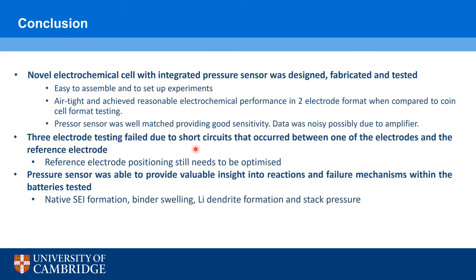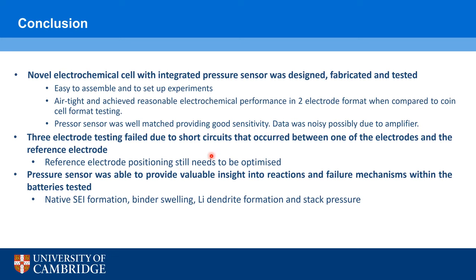So these are really interesting things that we didn't even expect to be able to see, and they allowed us to have a deeper understanding of why these cells may have failed. In conclusion, we were able to design and test a novel electrochemical cell, which was easy to assemble within the glove box, and provided an airtight environment to perform electrochemical tests on 2 and 3-electrode cells. Unfortunately, in the 3-electrode cells, we still need to work on optimizing the positioning of the reference electrode, but in the 2-electrode format, we were able to get some nice data, and the pressure sensor was well matched in terms of sensitivity.